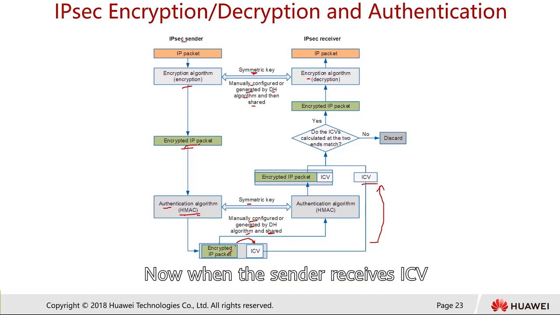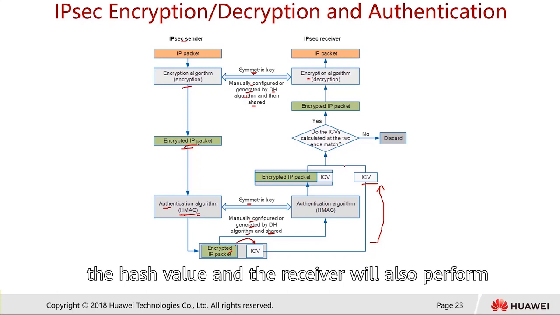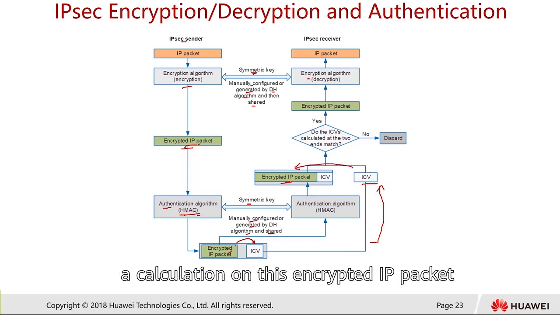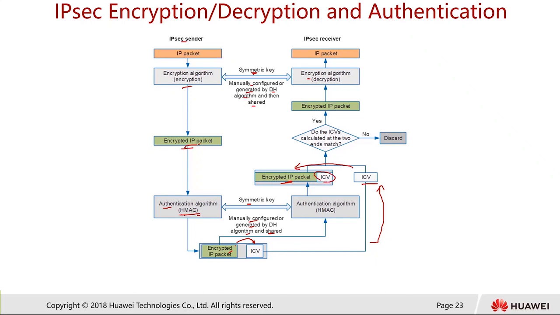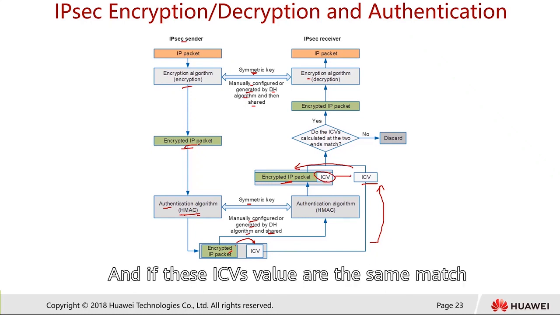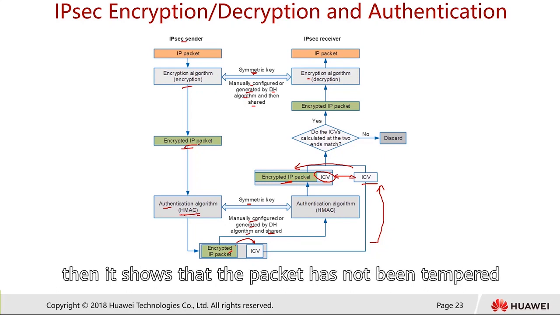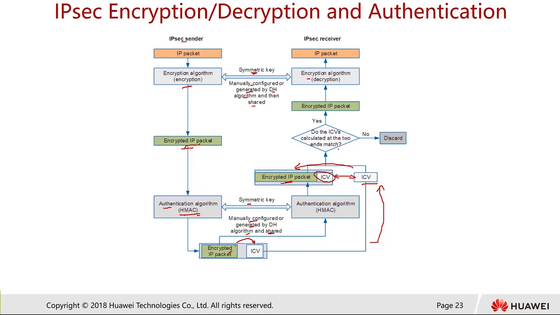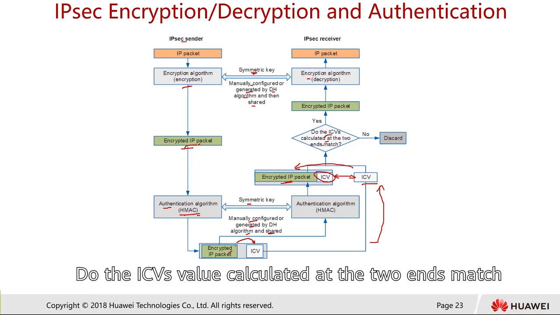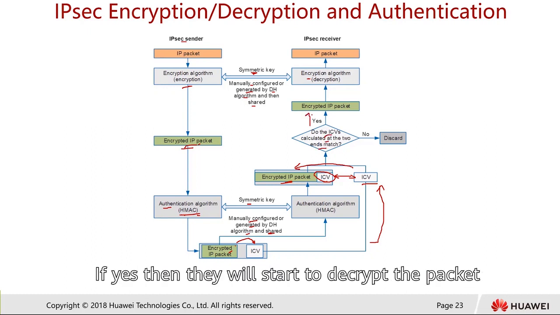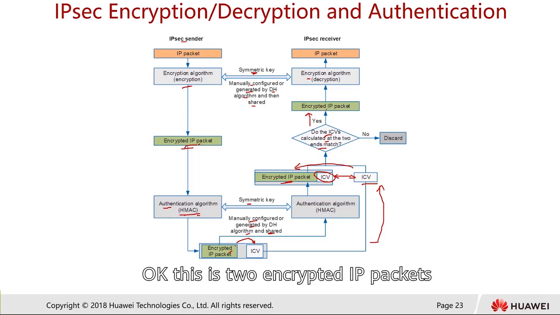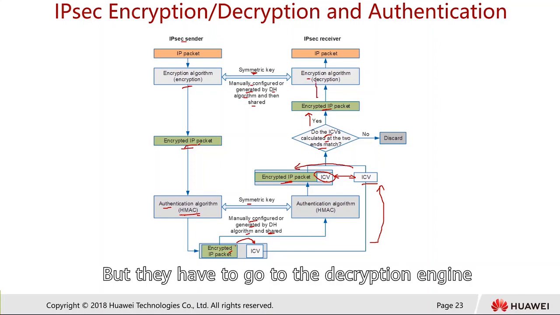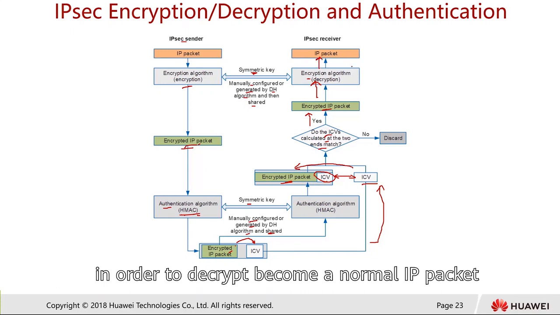Now, when the receiver gets the ICV, the hash value, the receiver will also perform a calculation on this encrypted packet to try to retrieve the ICV. If the ICV values match, then it shows that the packet has not been tampered. Okay, so do the ICV values calculated at the two ends match? If yes, then they will start to decrypt the packet. This is still an encrypted IP packet, but it has to go through the decryption engine in order to decrypt and become a normal IP packet.